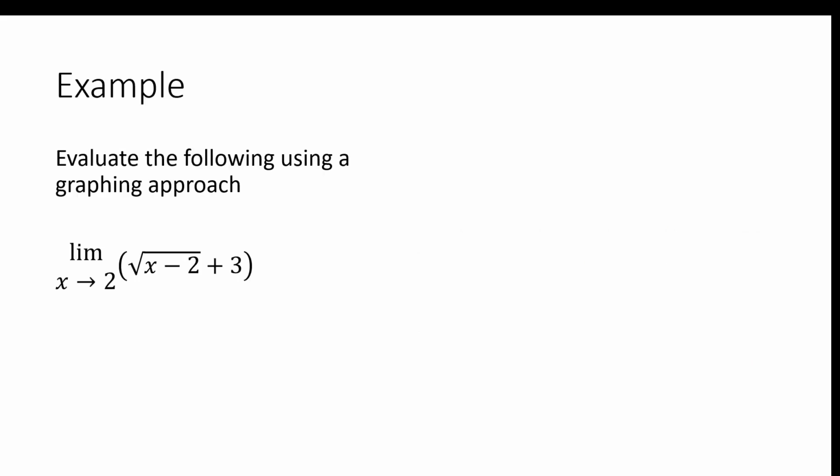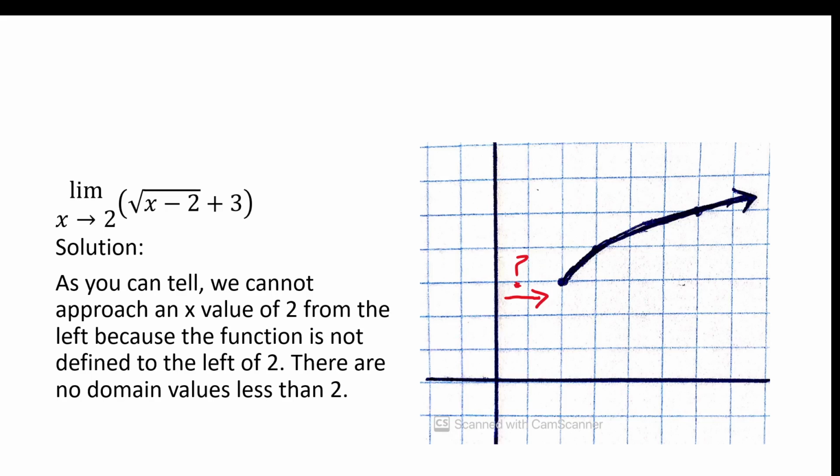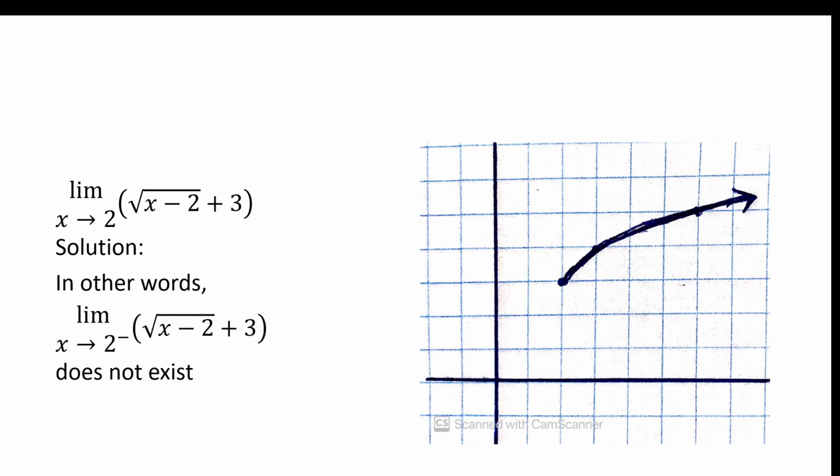Now let's use a graphing approach to evaluate the limit as x goes to 2 of the square root of x minus 2, plus 3. First, we're going to graph it. And you can tell right away you can't approach an x value of 2 from the left because the function doesn't exist. There's nothing out here that we can approach from the left. There's no path. There's nowhere for us to be. And that's because the domain doesn't contain any x values less than 2. Okay, so that one-sided limit does not exist.